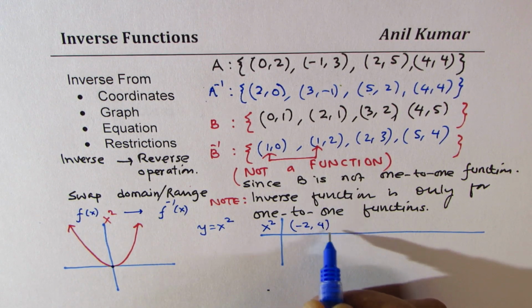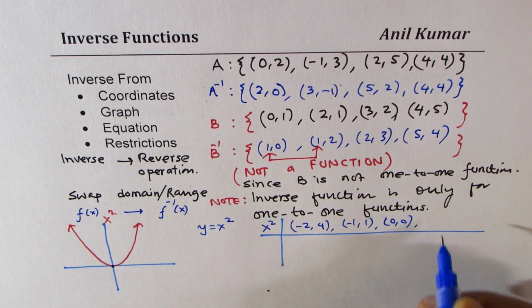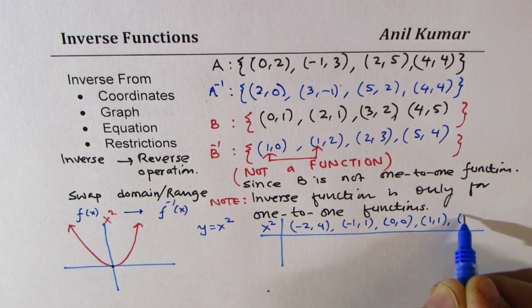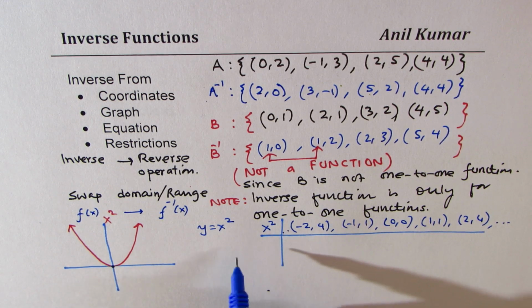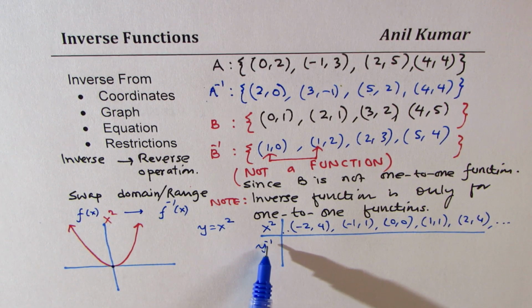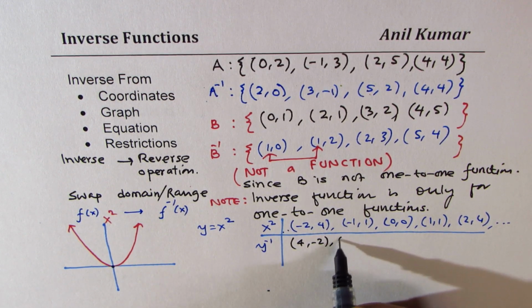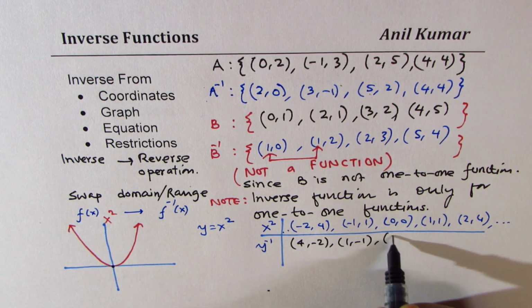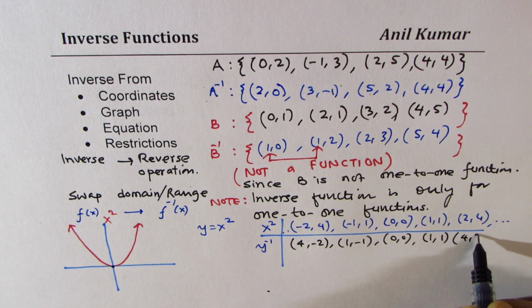Square of -2 is 4. -1 squared is 1. 0, 0, right? And then we have 1, 1 and 2, 4, for example. There could be many other points, but these are critical points which we are taking. On the other hand, the inverse of this function, which I'm writing as y inverse, will really be, swap these points: 4, -2, then 1, -1, 0, 0, 1, 1, and 4, 2.